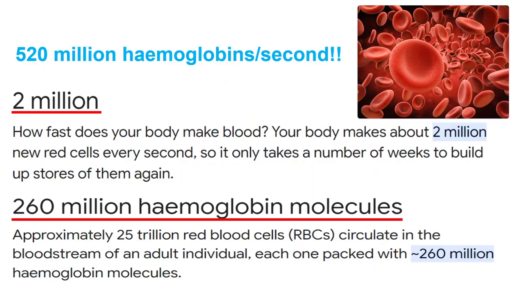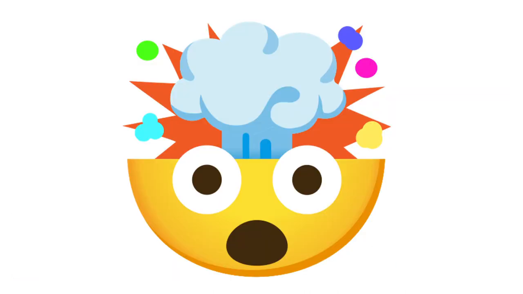And just to be aware how often this occurs in your body, 2 million red blood cells are produced in your body every second. On every one of those red blood cells, there's 260 million hemoglobin molecules, which means 520 million hemoglobin proteins are synthesized in your body every single second. 520 million condensation polymers, and that's just hemoglobin. There's lots of other proteins aside. That is pretty mind-blowing if you ask me.